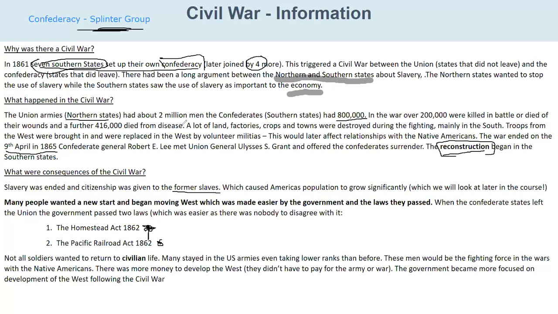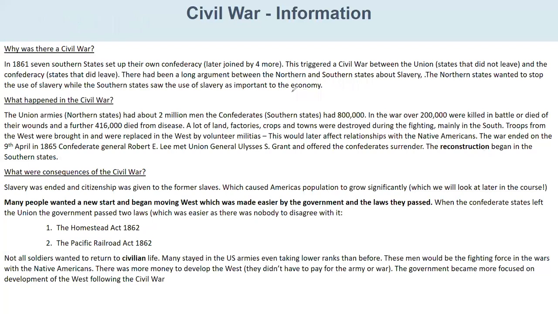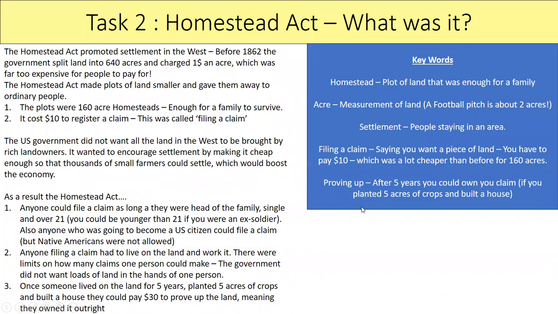Okay, so I'm going to clear that. A good little overview there of the Civil War. One of the questions you've been given is to look at the facts of the Civil War. You just need to have an understanding of what it was all about. So, moving on. The Homestead Act.